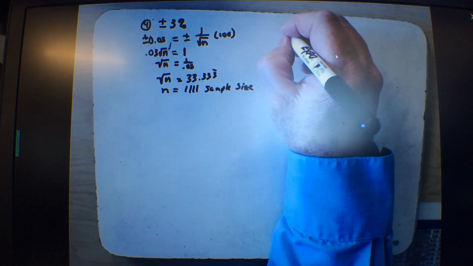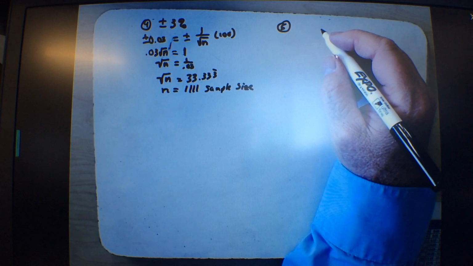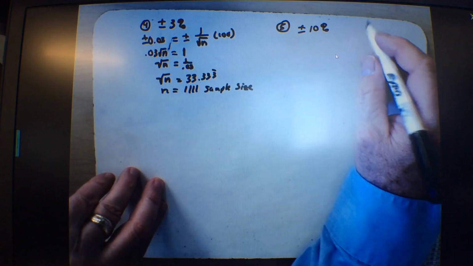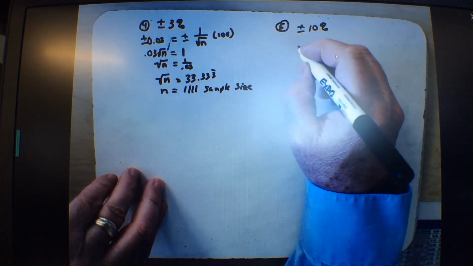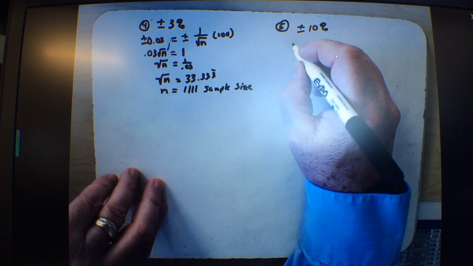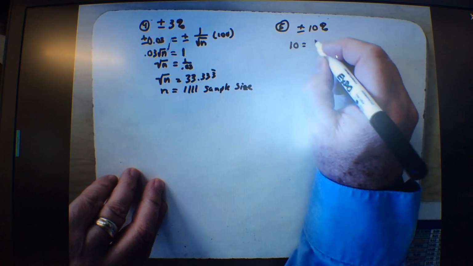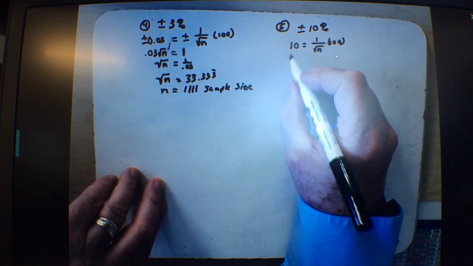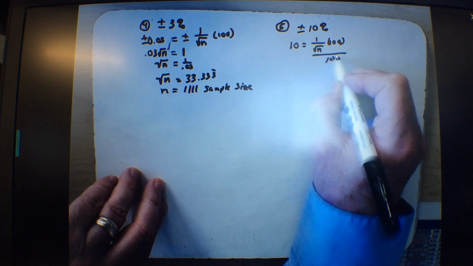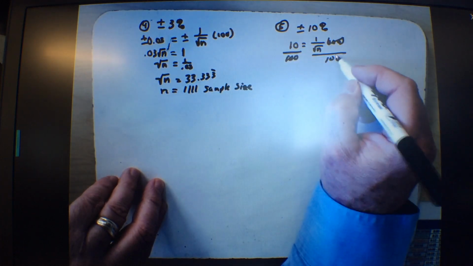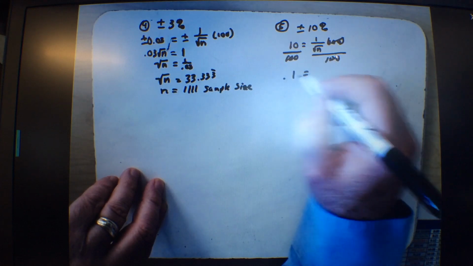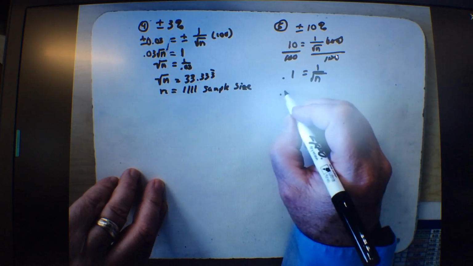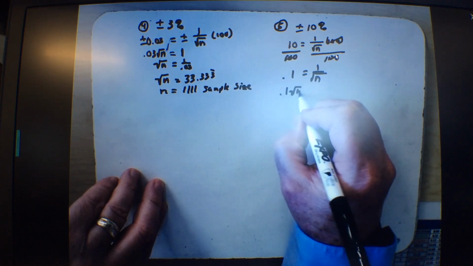Okay, let's do another one of those since I kind of blew that one. Let's try plus or minus 10%, okay? I'll do a better job maybe this time. So if I have 10 equals 1 over the square root of n times 100, correct? I'm going to divide both sides by 100. This cancels with this, and so I get 0.1 equals 1 over the square root of n. I take both sides times the square root of n, so I have 0.1 times the square root of n equals 1.